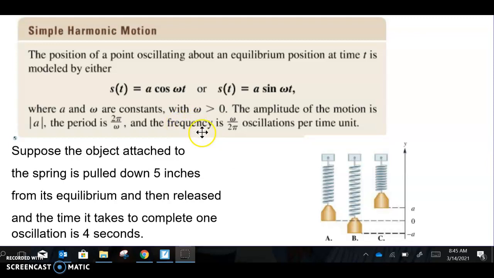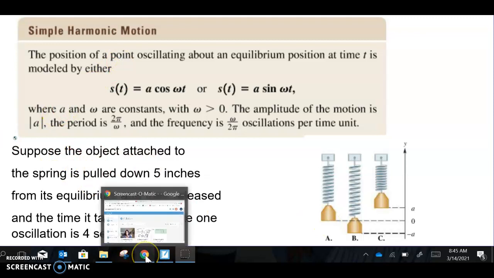The frequency is just the reciprocal of the period. That's how many oscillations per second. How many times is it going through up, down, and back per second? Okay, so let me give you an example here. I do want to show you this quick video.